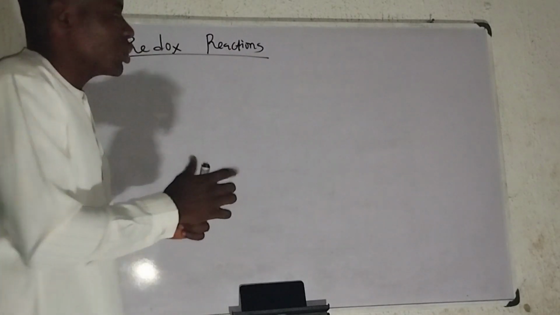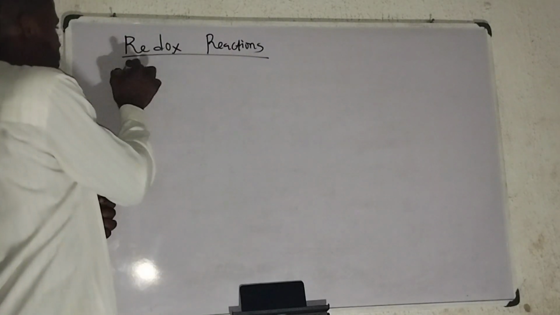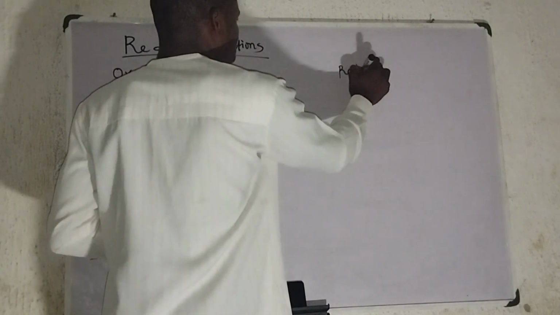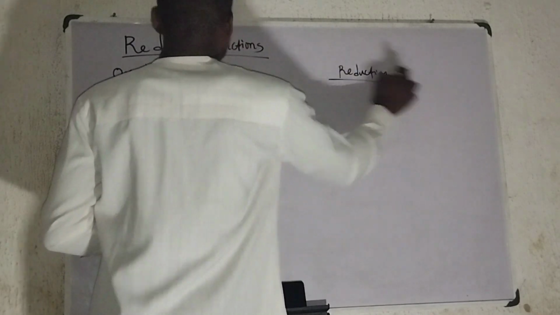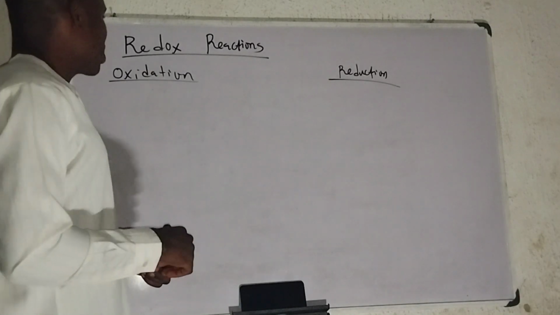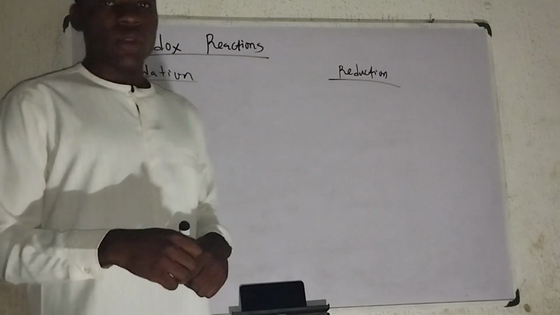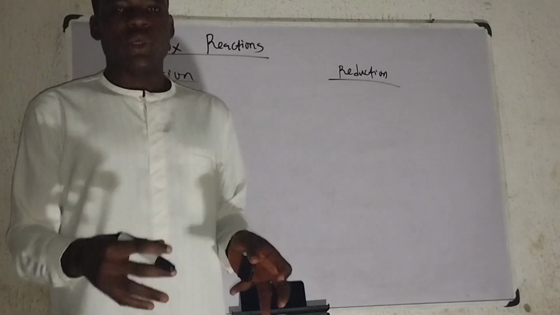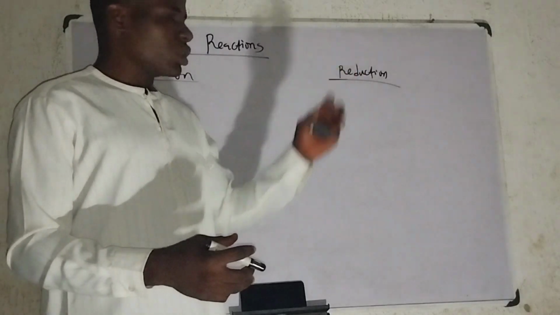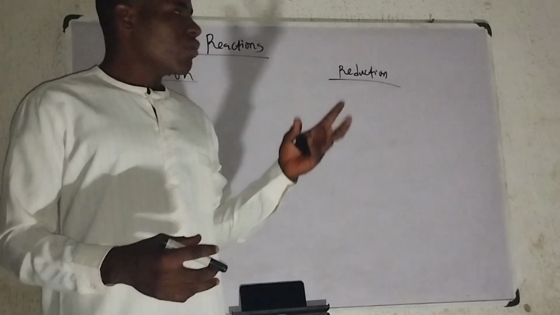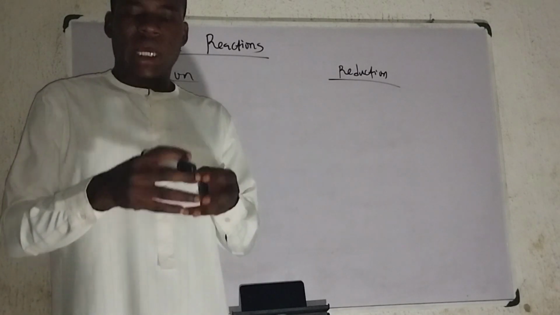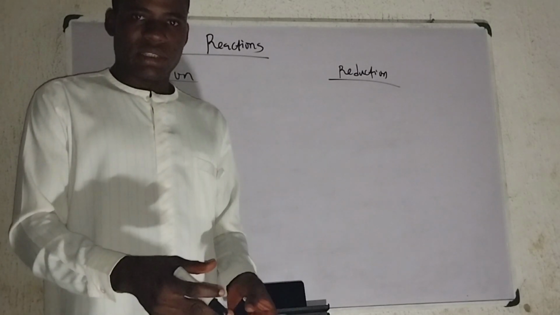So the first one I'm going to look at is oxidation followed by reduction. That's how I'm going to do that. Now, the old definition, let's start from there. Oxidation is the addition of oxygen, or the addition of an electronegative element. Then reduction is the removal of oxygen, or removal of an electronegative element. Does it make sense?